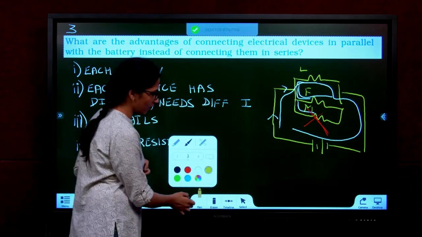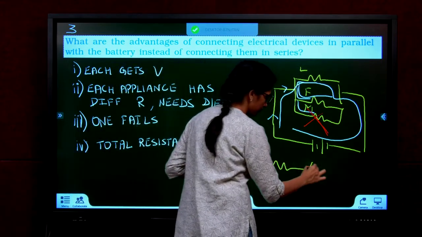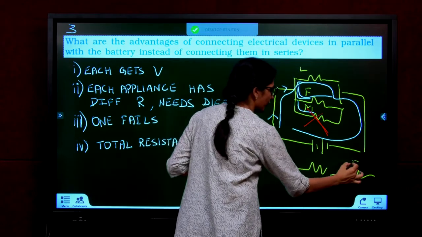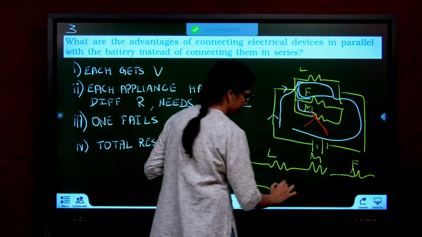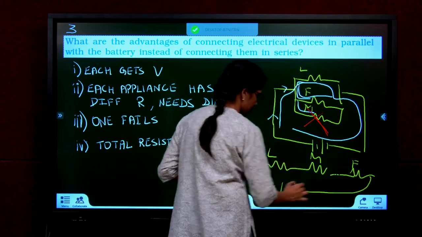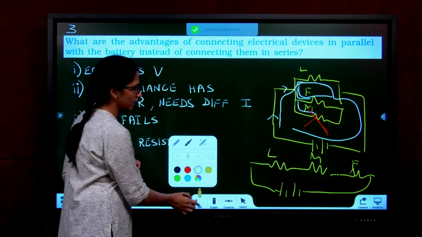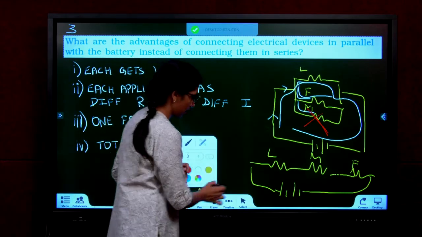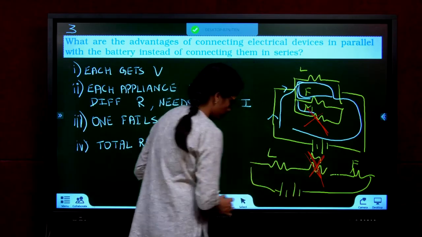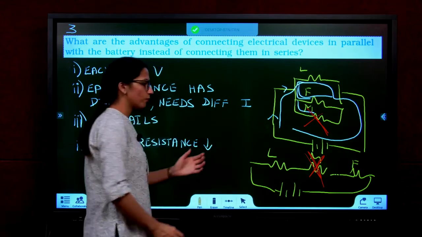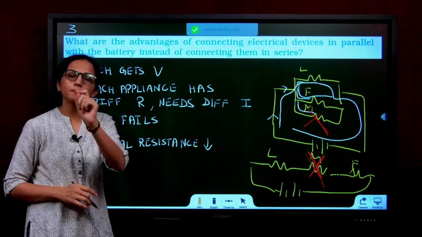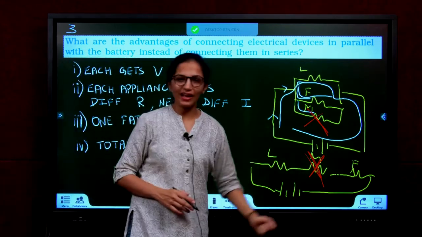If it was series combination, let's say this is light, fan and mixer. If current was flowing, it would flow through all three first. Mixer got spoiled. Mixer is not working now. So now, will your light and fan work in your room? One of you must be thinking, light will work, fan won't work.